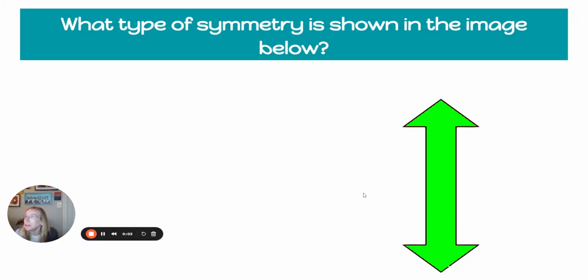Hi, today I'm going to go over types of symmetry and also identifying transformations on a grid. So the first question says, what type of symmetry is shown in the image below? And we've got this arrow figure here. Well, we have three types of symmetry.